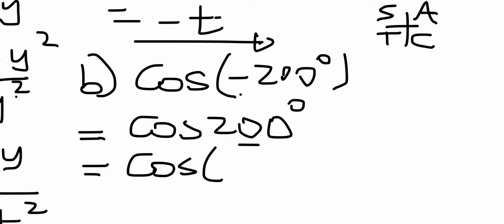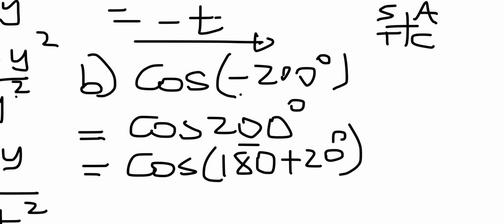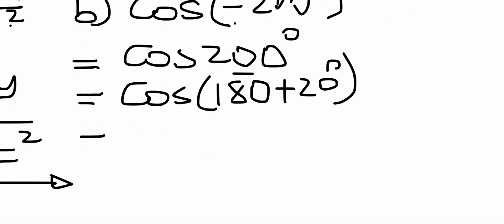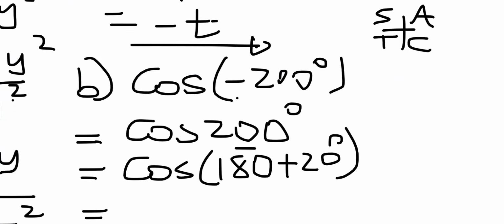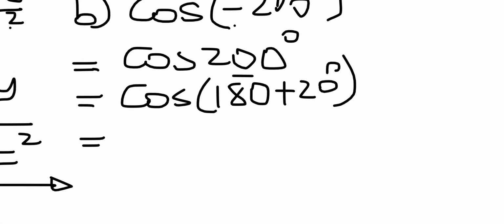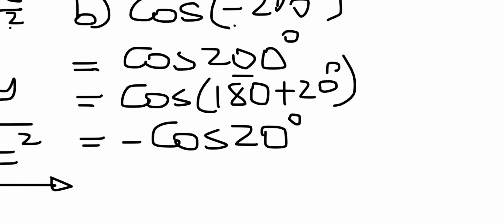Yes, so let's reduce it. So you can see it's just a game of reducing these bigger angles. Once they are reduced, then that's when you can deal with them nicely and decisively. So now, what else are we having? Then in the third quadrant, cos is negative. That is why we will end up having negative cos of 20 degrees.